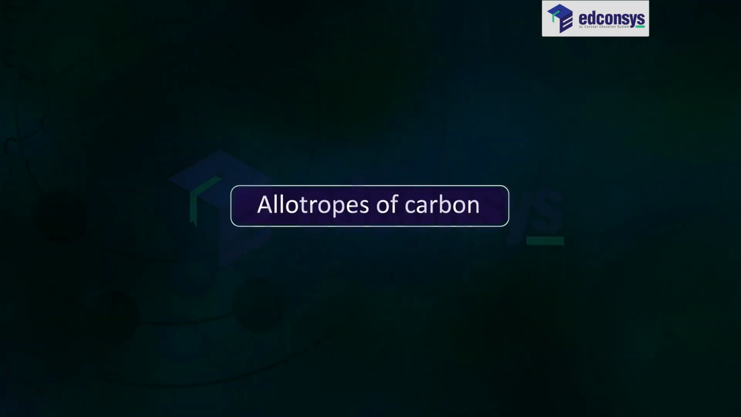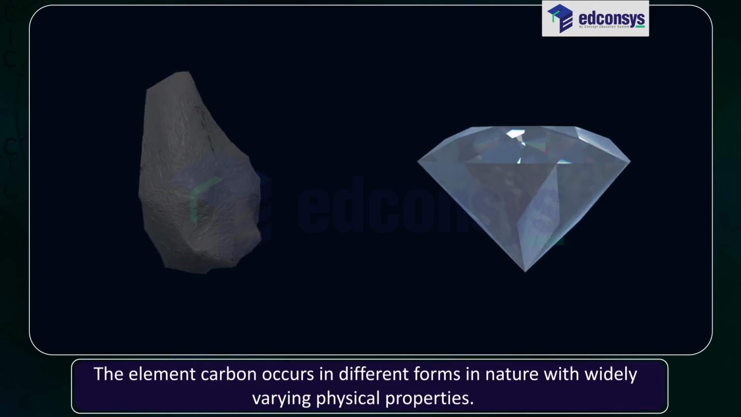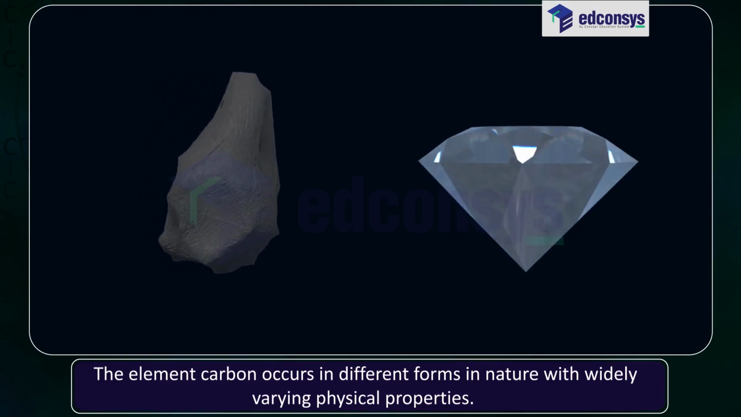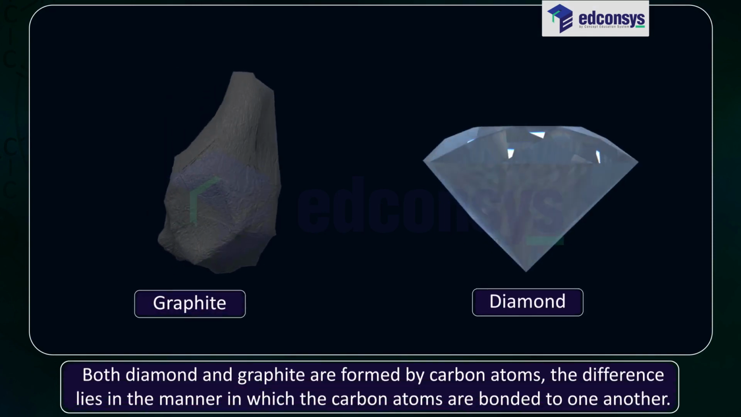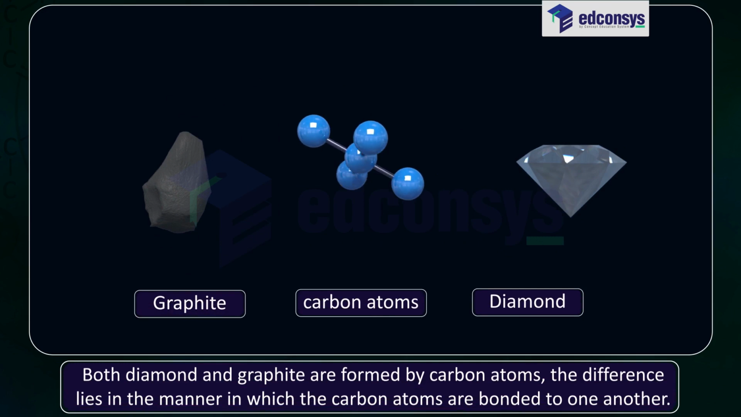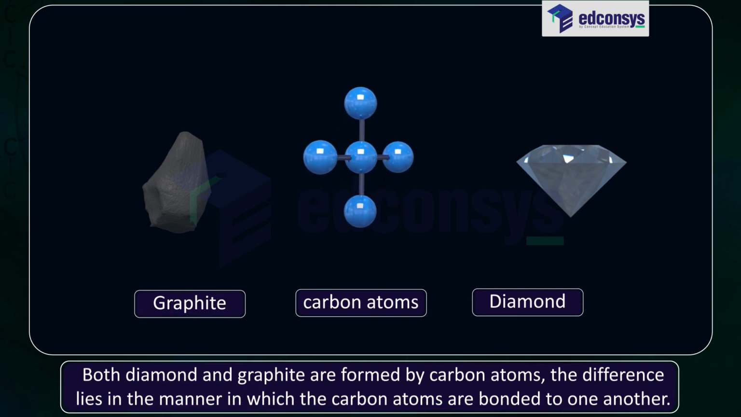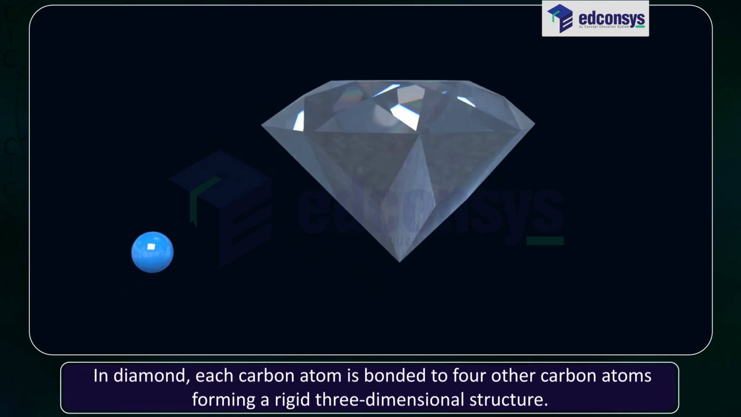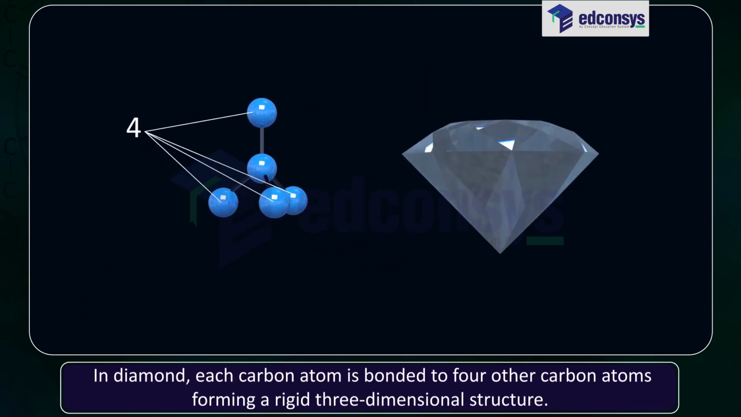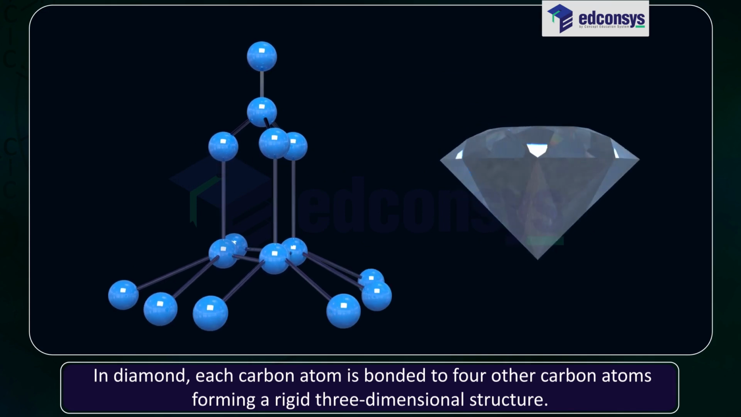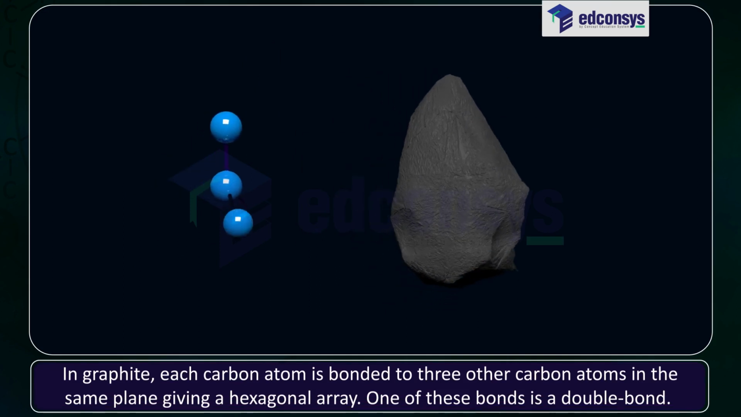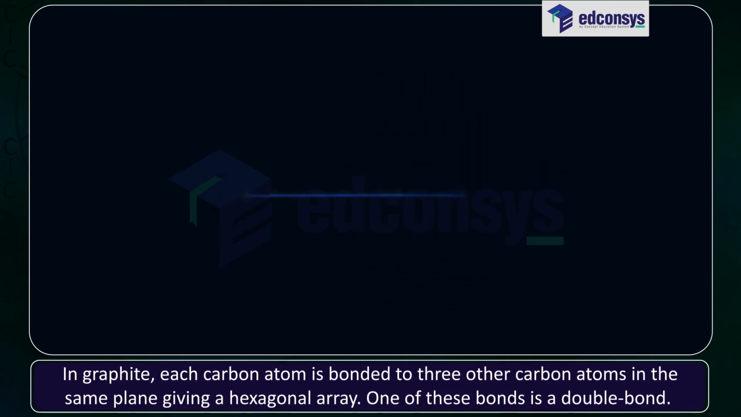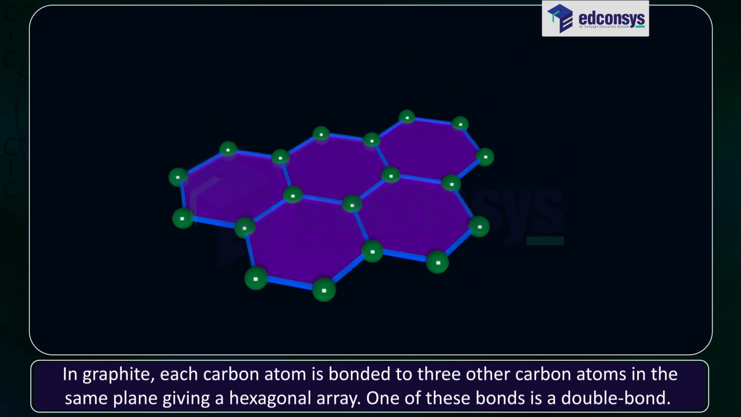Allotropes of carbon. The element carbon occurs in different forms in nature with widely varying physical properties. Both diamond and graphite are formed by carbon atoms. The difference lies in the manner in which the carbon atoms are bonded to one another. In diamond, each carbon atom is bonded to 4 other carbon atoms, forming a rigid 3-dimensional structure. In graphite, each carbon atom is bonded to 3 other carbon atoms in the same plane, giving a hexagonal array.